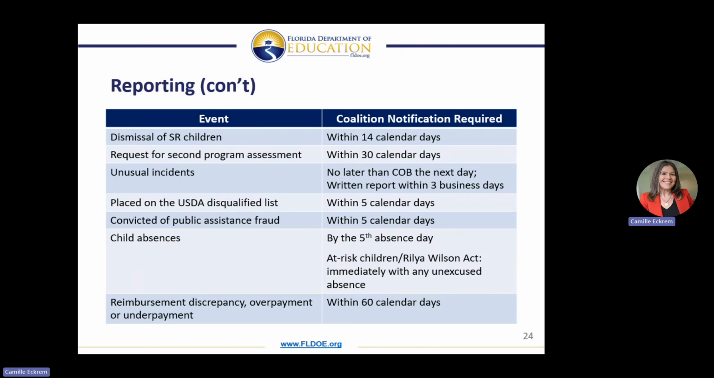Placed on the USDA disqualified list. The coalition must be notified within 5 calendar days. Convicted of public assistance fraud. The coalition must be notified within 5 calendar days. Child absences. The coalition must be notified by the 5th day of absence. At-risk children, or Ryla-Wilson Act, the coalition must be immediately notified with any unexcused absence. Reimbursement discrepancy, overpayment, or underpayment. The coalition must be notified within 60 calendar days.